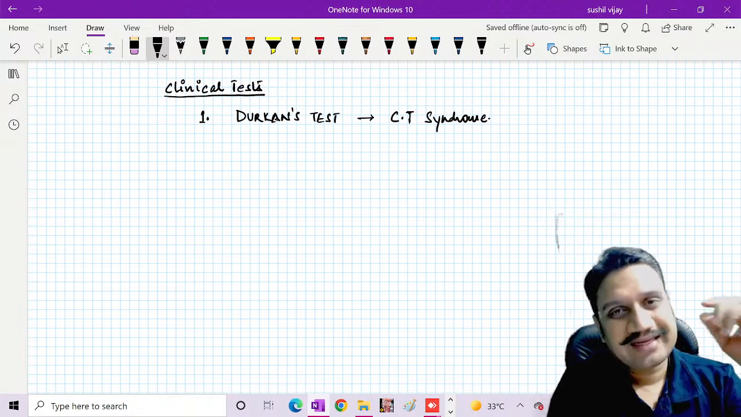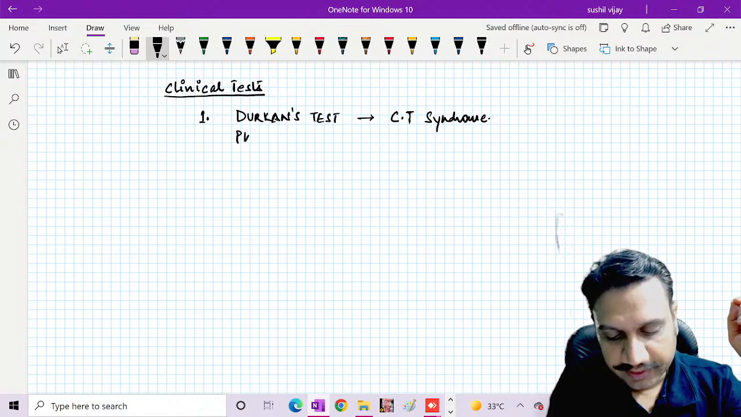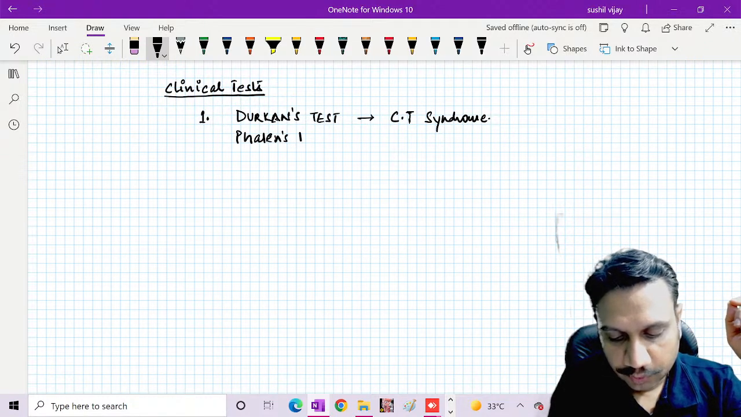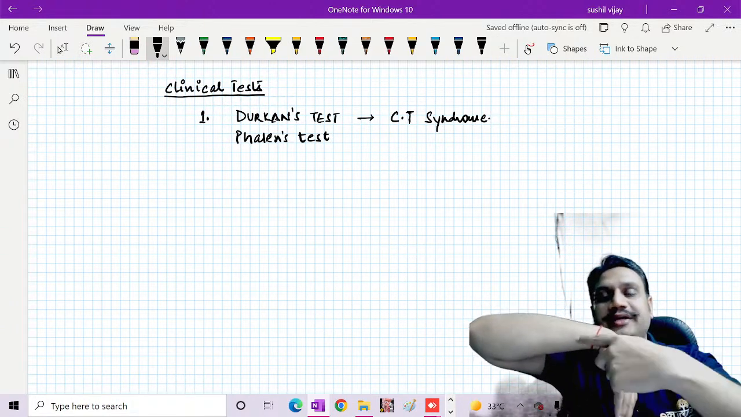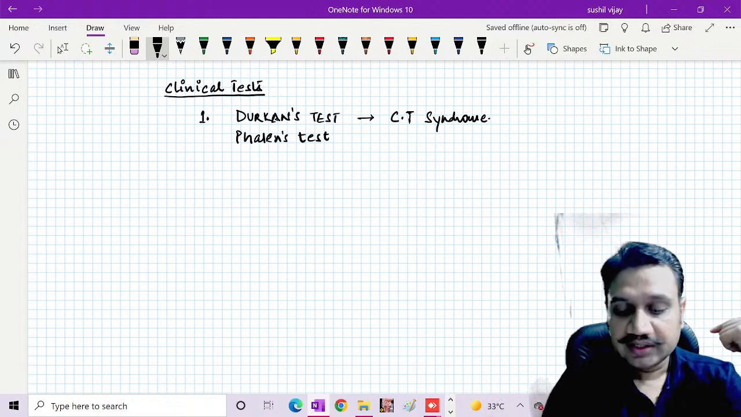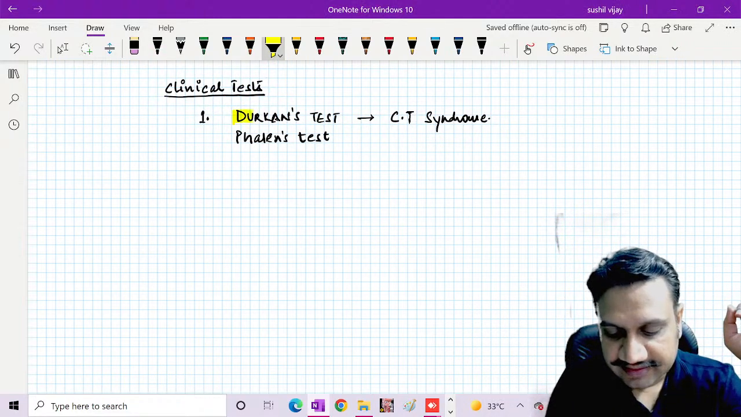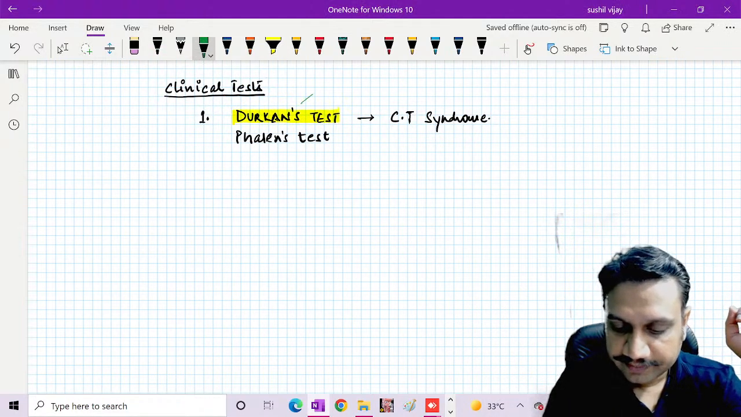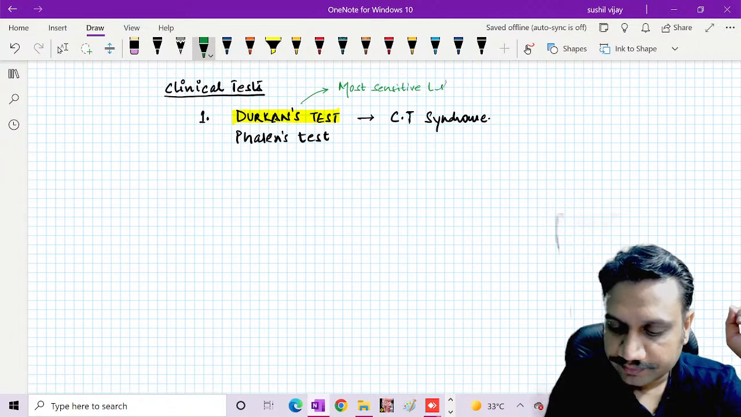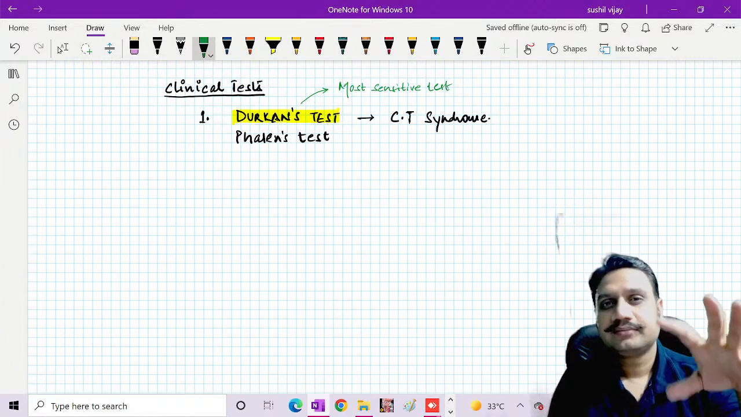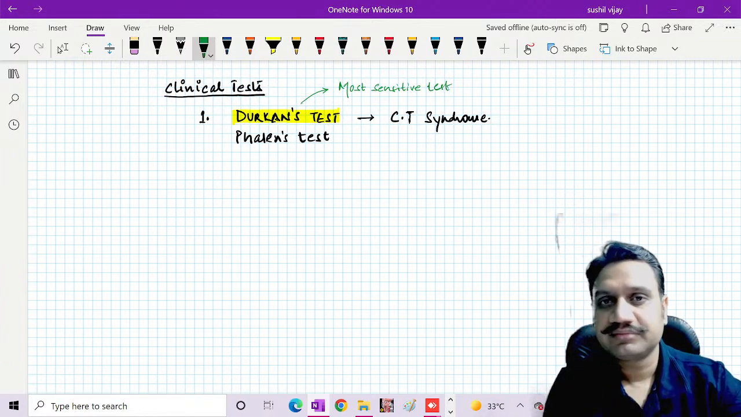Number two, for the same carpal tunnel syndrome, we have other tests as well. One is Phalen's test. What is Phalen's test? You ask the patient to flex both the wrists like this, and you try to produce a compression on the course of the nerve. Remember that the most sensitive test for carpal tunnel is Durkan's only. Durkan's is the most sensitive test for carpal tunnel syndrome. That was an old AIIMS question.